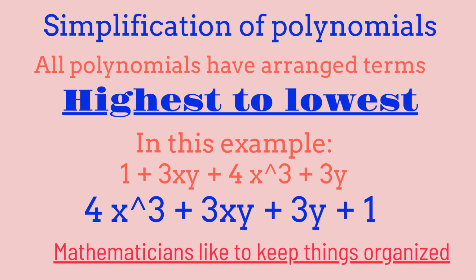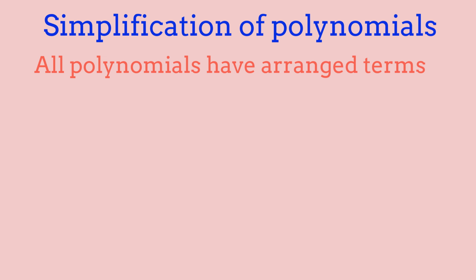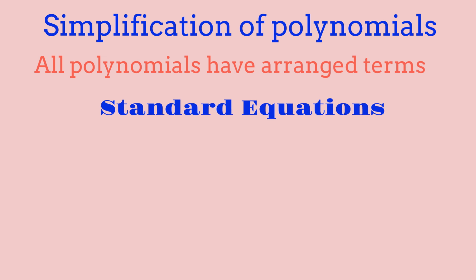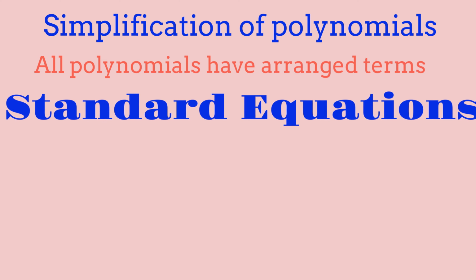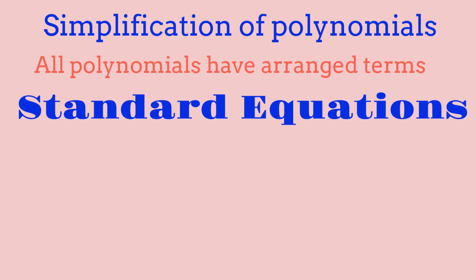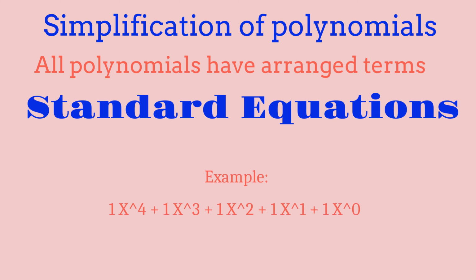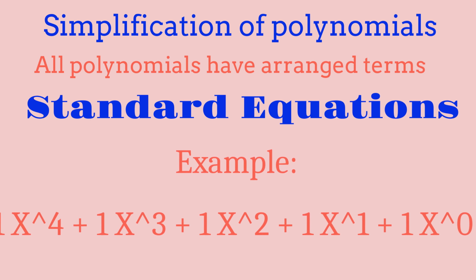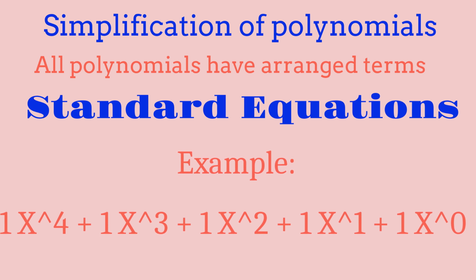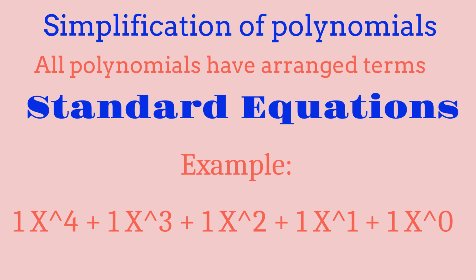And polynomials also have standard equations, and we list everything from highest exponent to the lowest. So for example, we always have to keep it from the highest exponent to the lowest. So for example, we have this: 1x to the power of 4 plus 1x to the power of 3 plus 1x to the power of 2 plus 1x to the power of 1 and also 1x to the power of 0. So all the degrees are in order from the highest to the lowest.